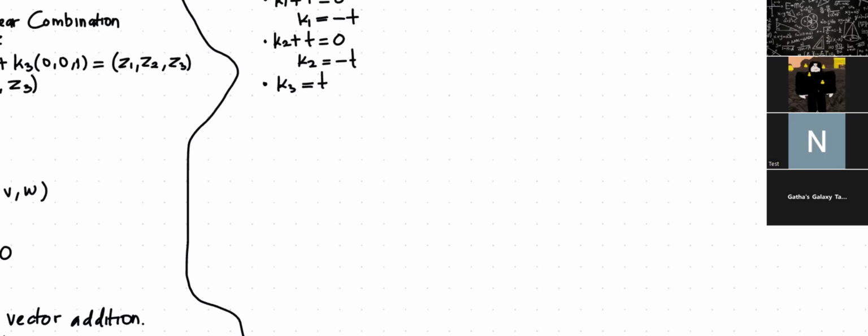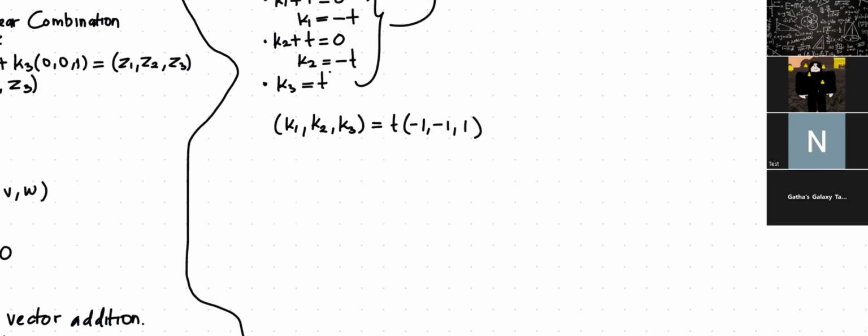Now we express it as a vector of coefficients, like this: (K1, K2, K3) equals t times (minus 1, minus 1, 1). Because the solution depends on the parameter t, which can be any real number, the system of linear equations has infinitely many non-trivial solutions, and the existence of a non-trivial solution confirms that the set S = {U, V, W} is linearly dependent.